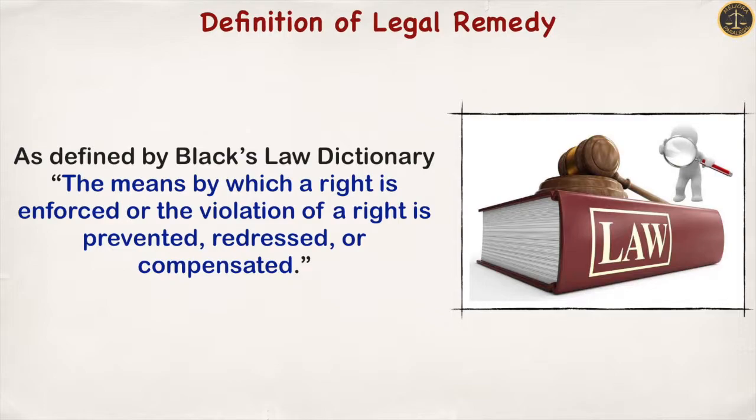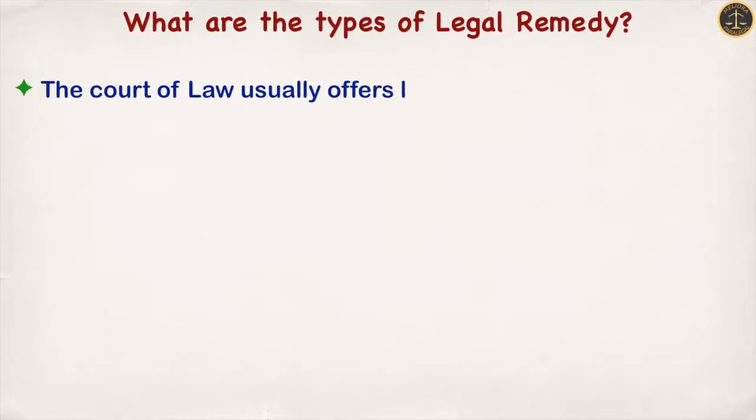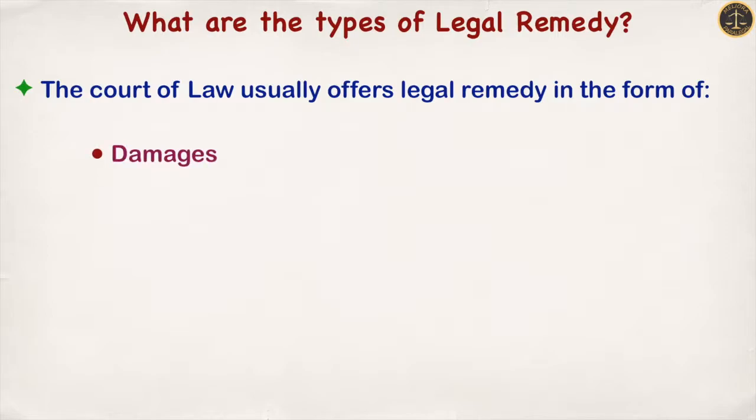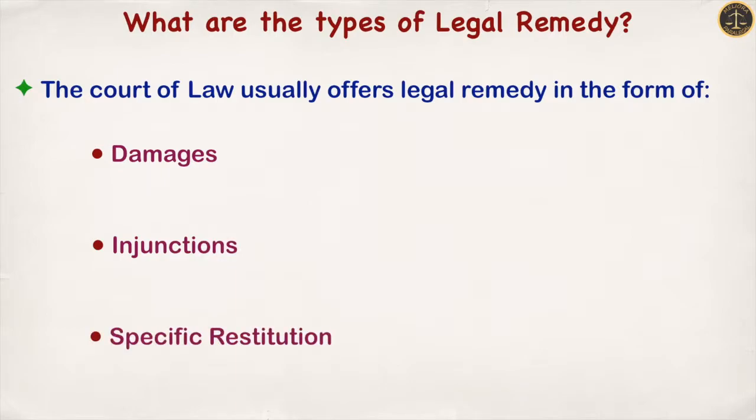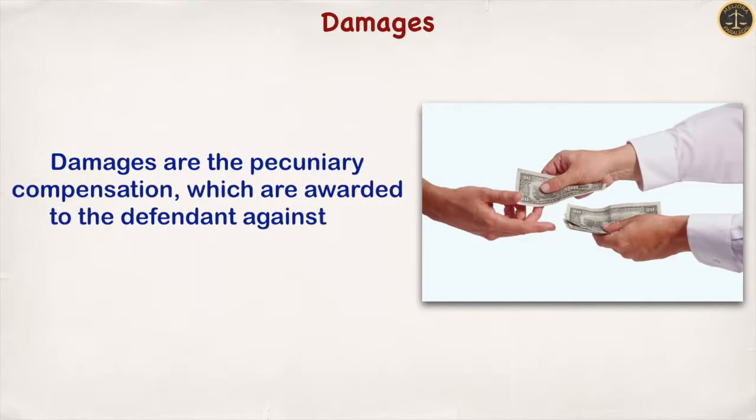Now, the next question is, what are the types of legal remedy? The court of law usually offers legal remedy in the form of damages, injunctions, and specific restitution. Let's discuss each of them in brief. Start with the damages first. Damages are the pecuniary compensation which is awarded against the defendant for his tortious act. It means the defendant has to pay a certain amount to the plaintiff.